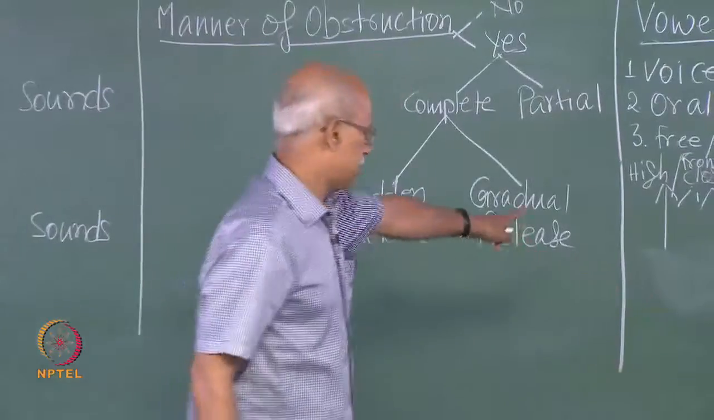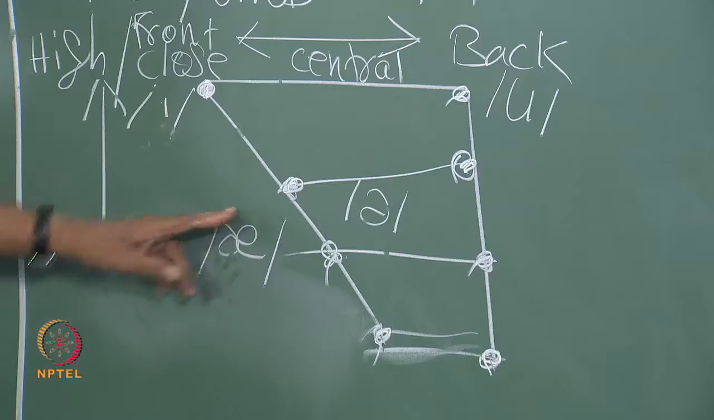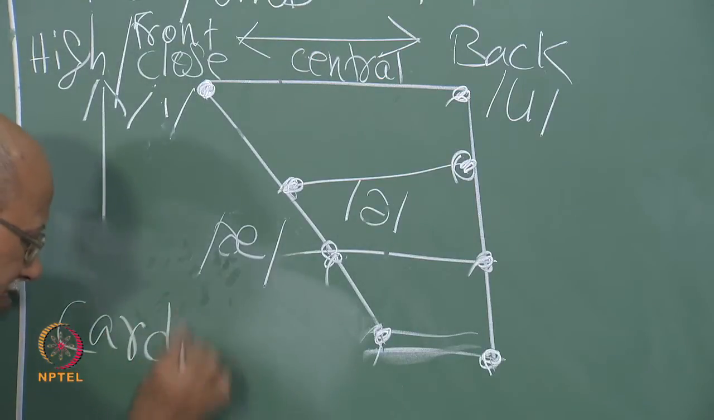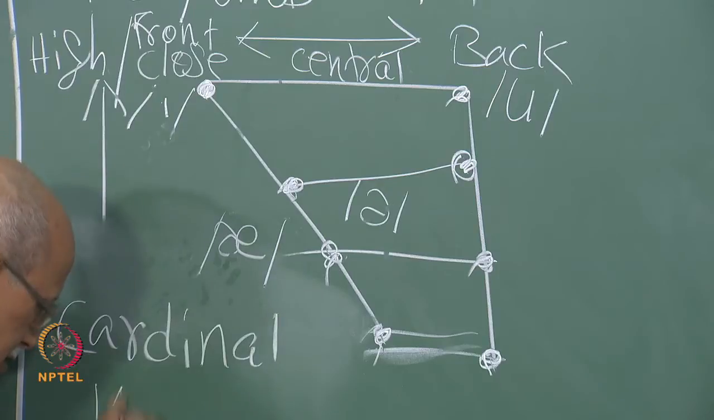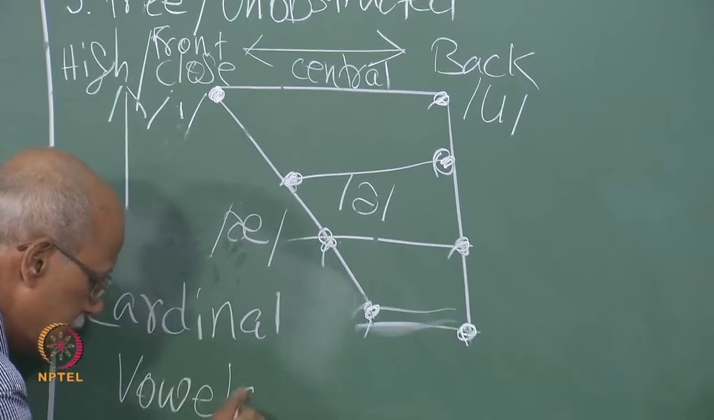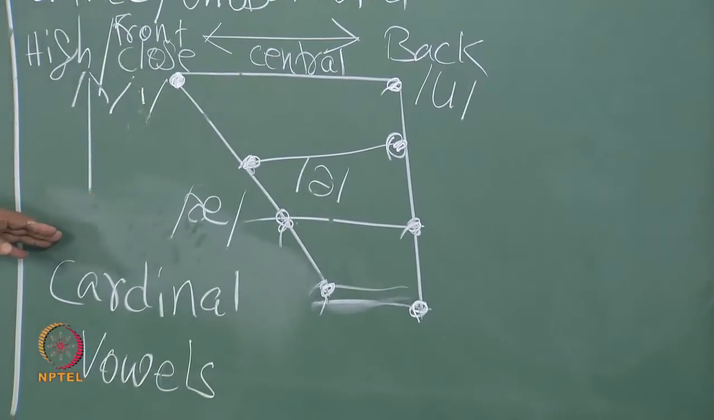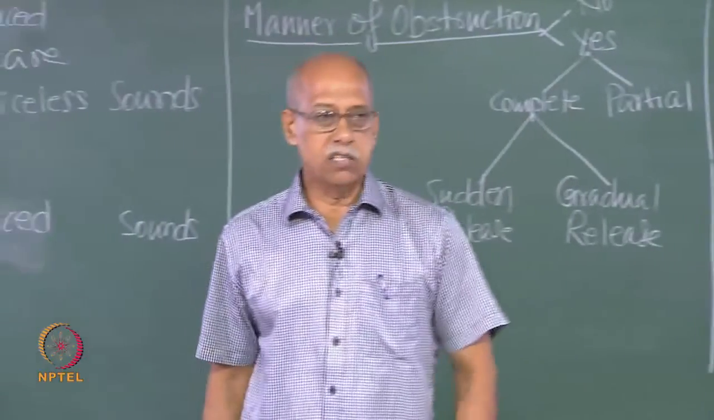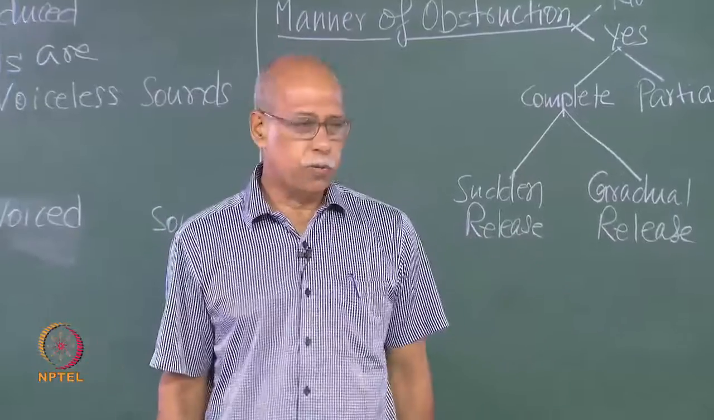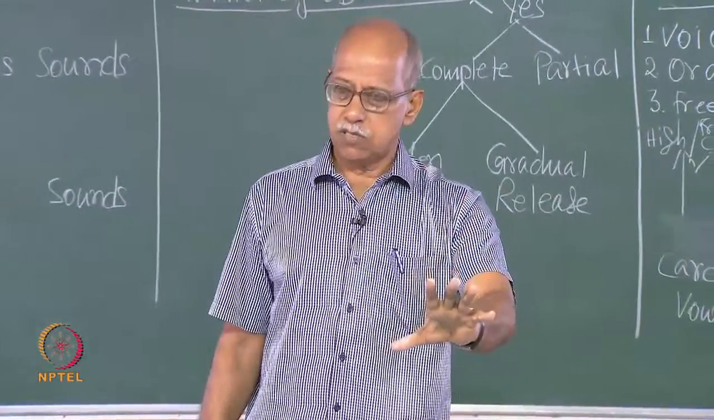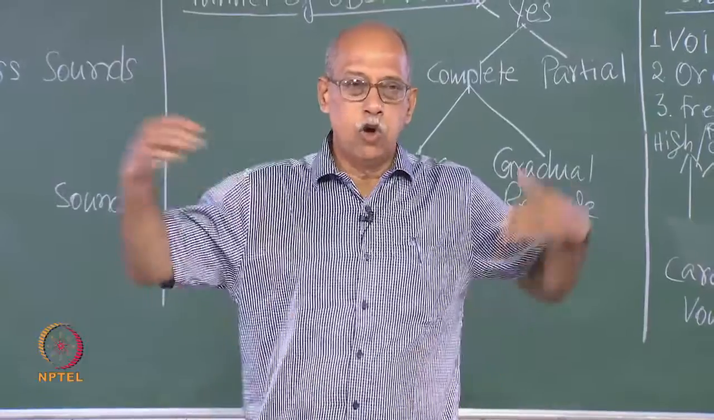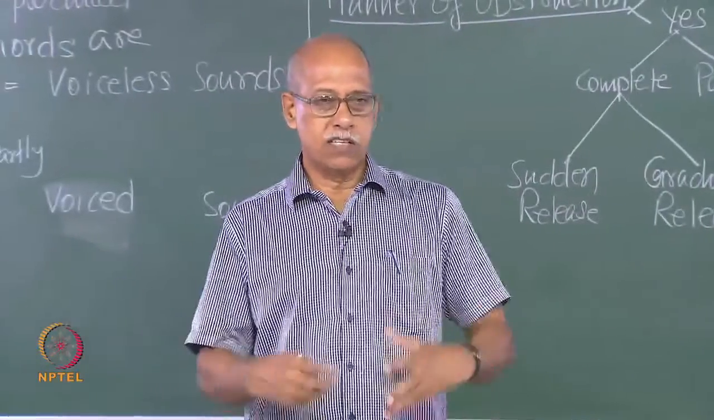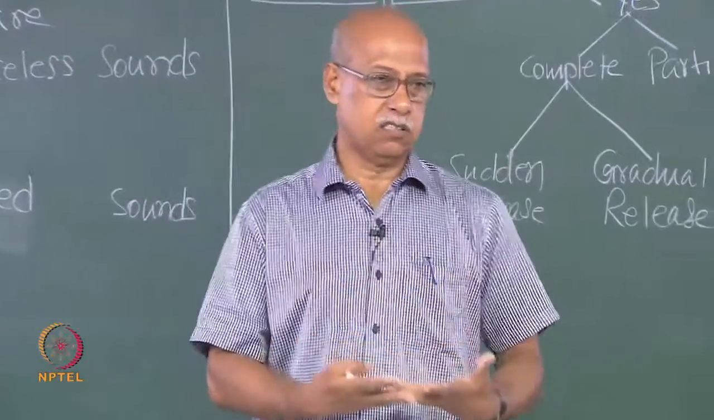Therefore, these extreme points are known as, please write, what are these extreme points? These are cardinal vowels. Cardinal vowels are extreme sounds. No language has those extreme sounds. But it is like the North Pole and South Pole. With reference to these two poles, you can describe the rest of the earth.